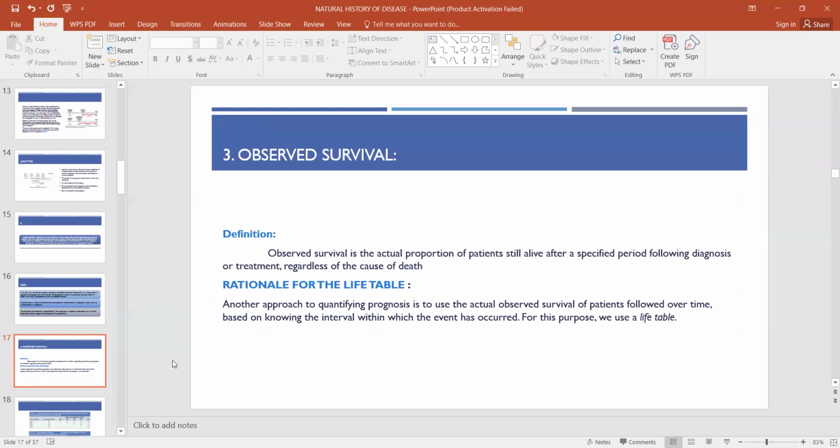Number three is observed survival. Definition: observed survival is the actual proportion of the patients still alive after a specific period following diagnosis or treatment, regardless of the cause of death.